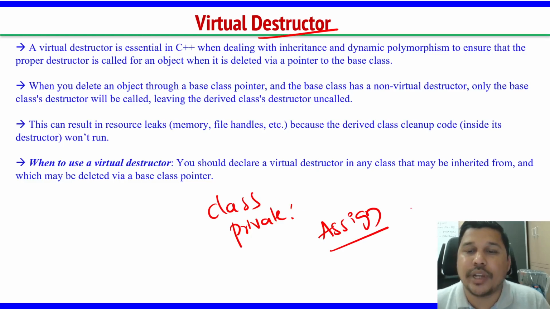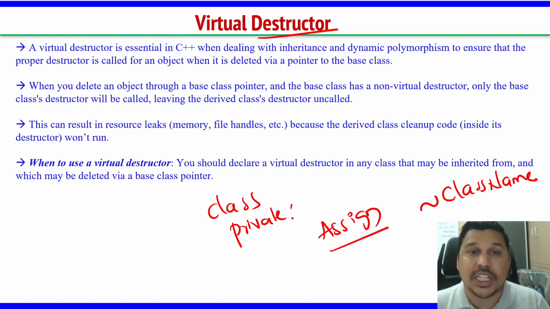So how do we write the constructor? The class name itself is the constructor name, and the destructor is also the same, but we have to include a tilde symbol. This symbol and the class name you have to give in front of that. So whatever memory is allocated will be deleted.